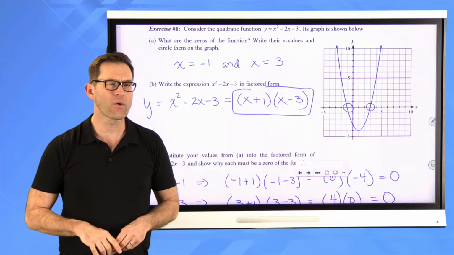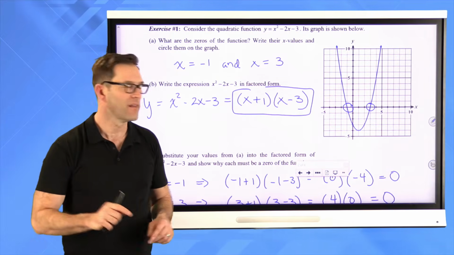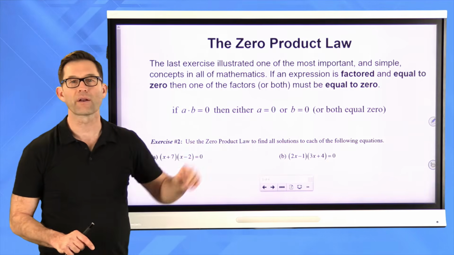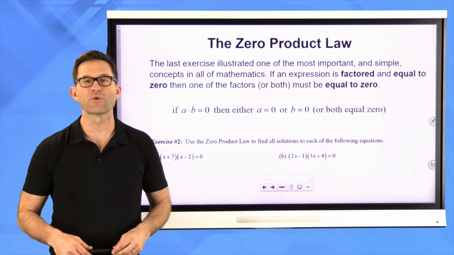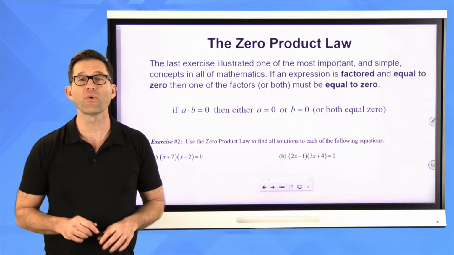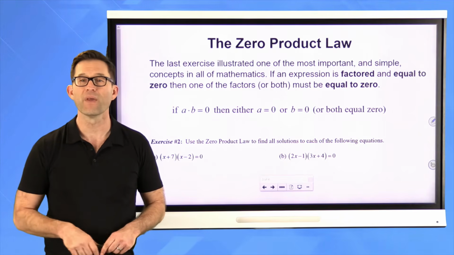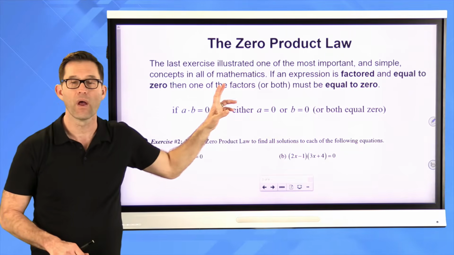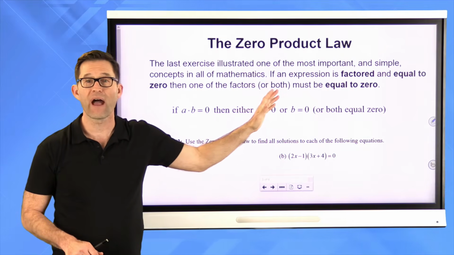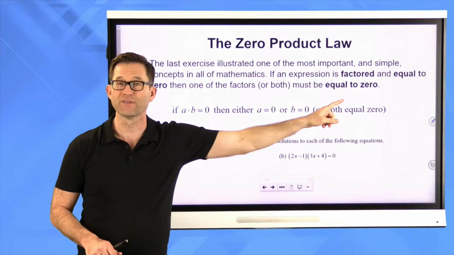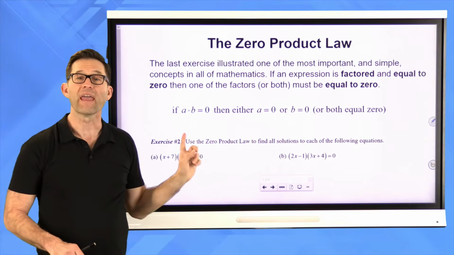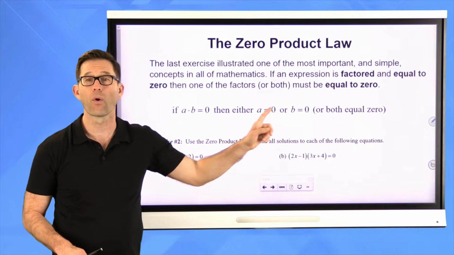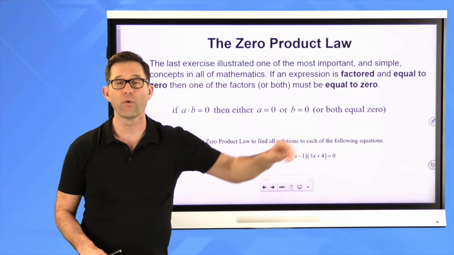Now, that's not quite the zero product law, though. Let's take a look at what that is. All right, the zero product law. The last exercise illustrated one of the most important and simple concepts in all of mathematics. If an expression is factored and equal to 0, then one of the factors or both must be equal to 0. In symbolic form, if a times b is equal to 0, then either a is equal to 0, or b is equal to 0, or both are equal to 0.